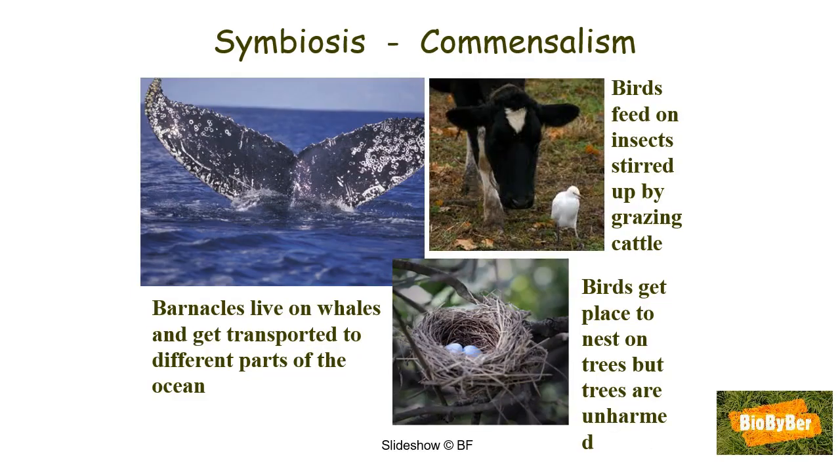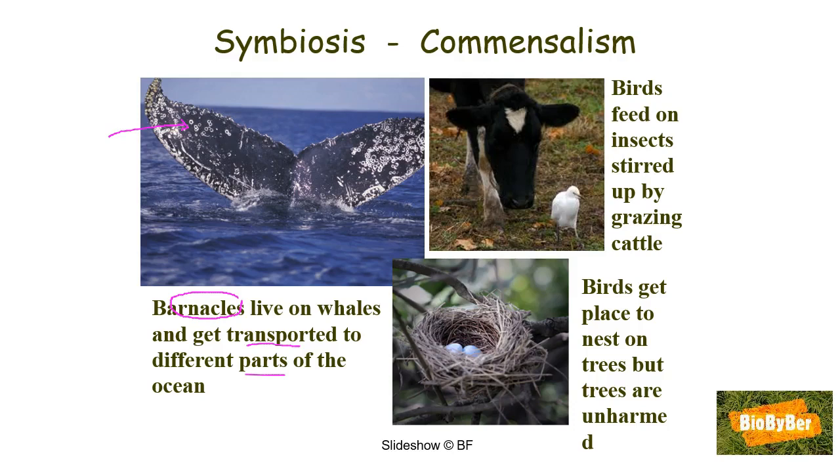Lastly, we have some more examples of symbiosis, in this case, commensalism, where one organism is living on another organism, but it is not causing harm. So, for example, barnacles live on whales. You can see them on the whale's tail here. Sometimes you might see them stuck on the bottom of a boat. And the barnacles get transported to different parts of the ocean. They are carried there by the whale and they cause the whale no harm.